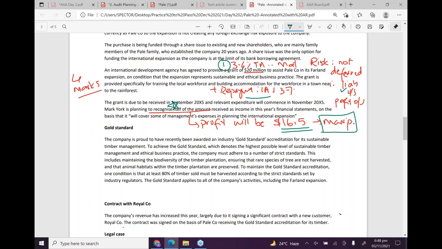They are planning on recognizing this half of this amount, and if they do so, they would probably be doing it because they want to manipulate the financial statements. There is no risk of material misstatement related to gold standard. If you've made it, then that's the wrong answer.